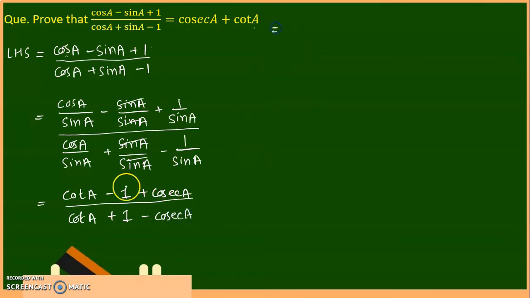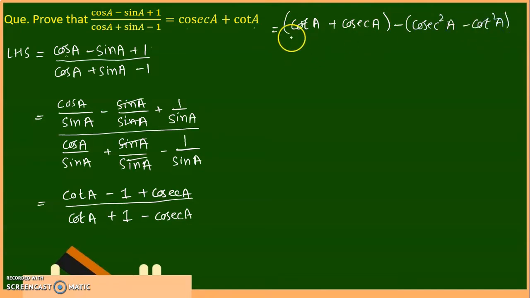So here in the numerator, this is cot A plus cosec A minus, here in place of 1 we will put cosec square A minus cot square A. Denominator, keep it as it is.